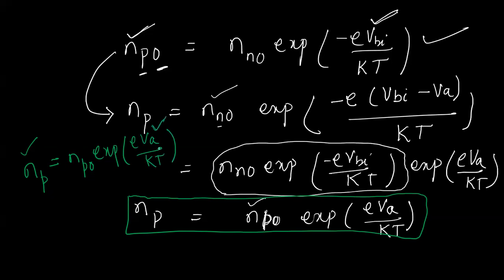If this is known, and the thermal equilibrium minority carrier concentration in the p region is known, then you can find out at that particular value of applied voltage what will be the exact concentration of minority carrier electron in the p region. So this is the relation we are talking about. The same way you can do it for the hole concentration in the n region. So let me just write that. We can write it as Pn equals Pn0 exponential of eVa by kT.